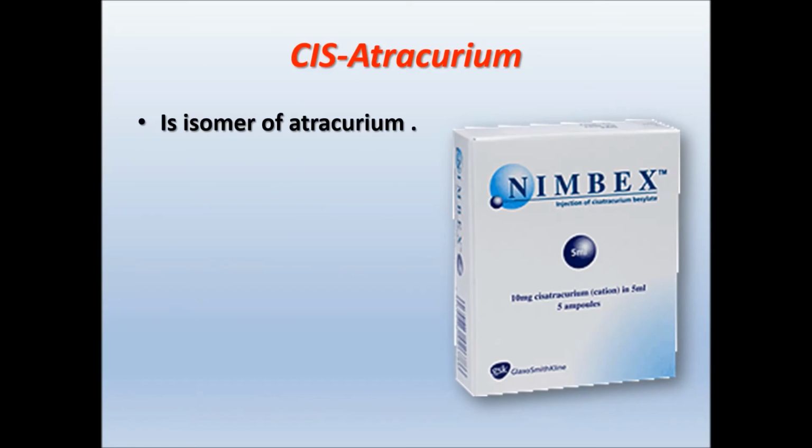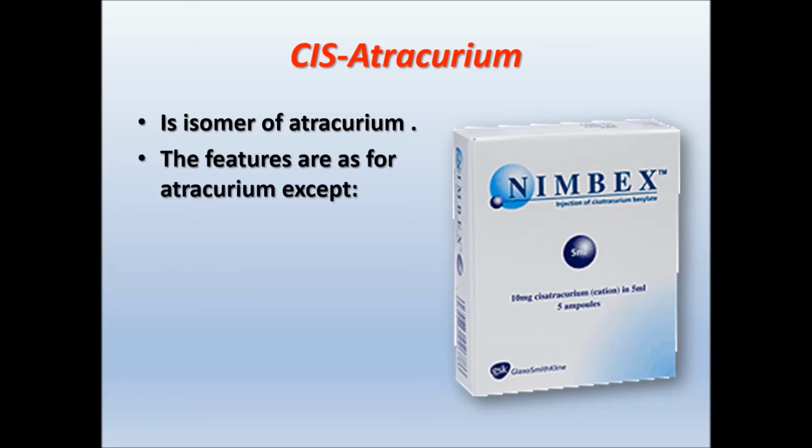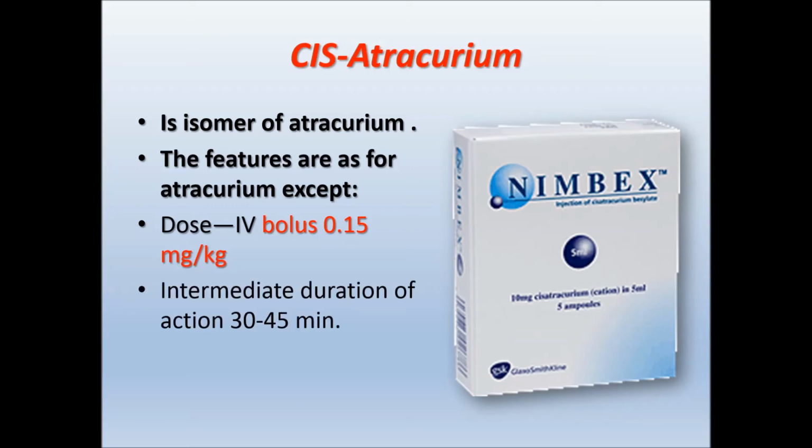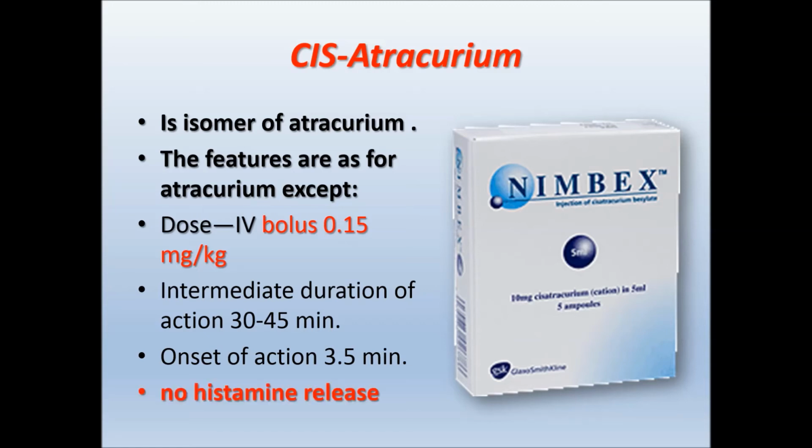Cis-atracurium is an isomer of atracurium, hence the name cis. The features are as of atracurium except the IV bolus dose is 0.15 mg per kg and the duration of action is between 30 and 45 minutes. The onset of action is about 3 to 5 minutes. And the most important advantage, it has no histamine release.